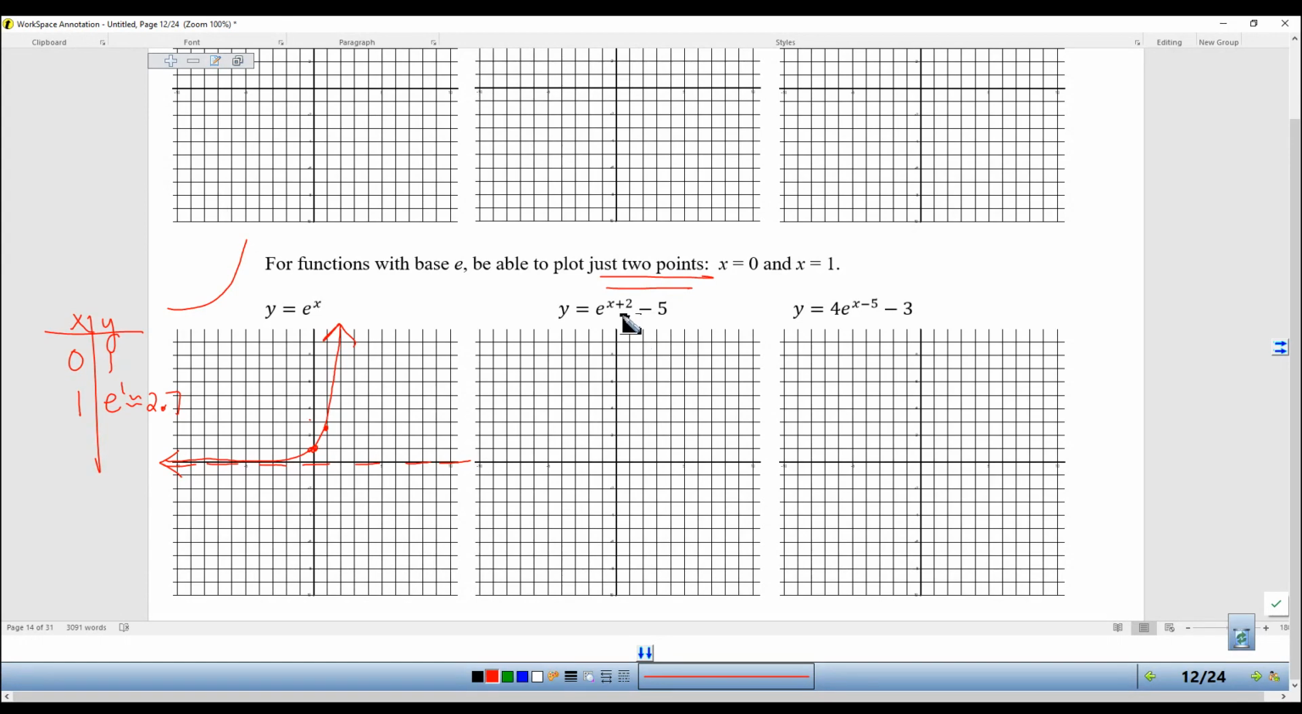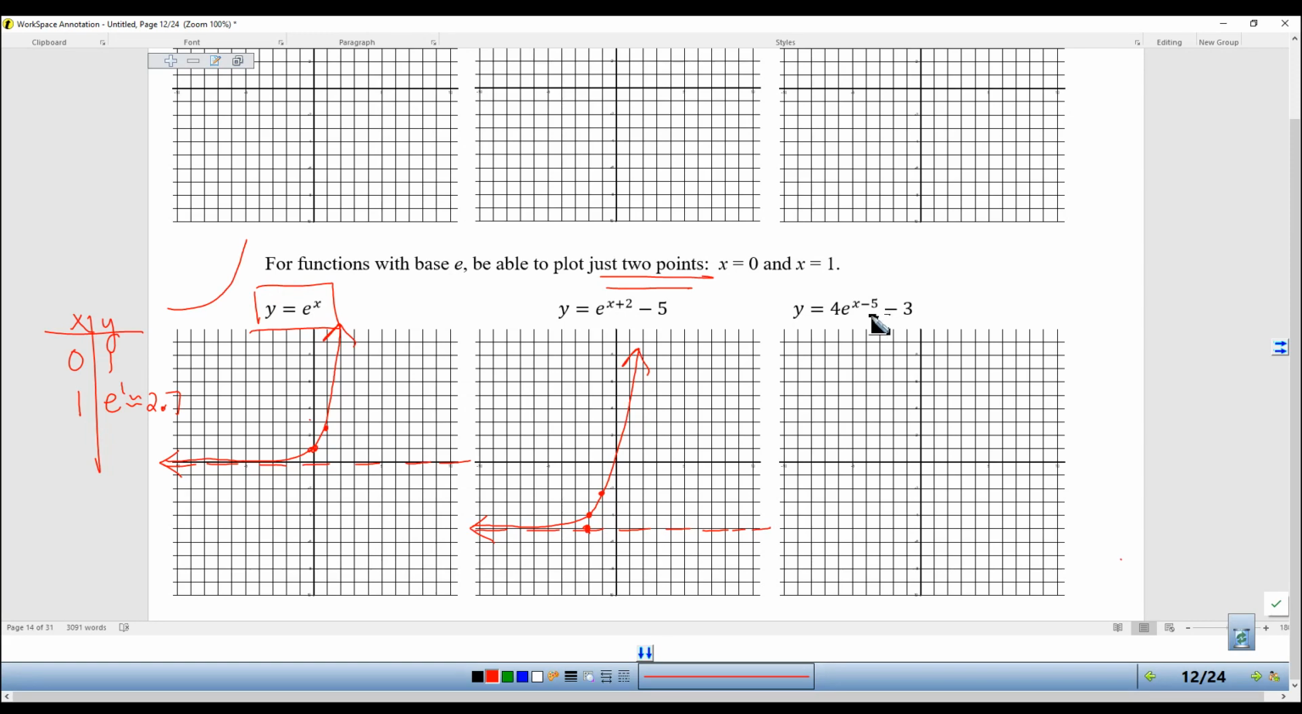Now I'm going to shift my origin. I'm going to go to the left 2 and down 5. I'm going to make my asymptote. And then I'm still going to use these points. So (0, 1) and (1, 2.7). It'll look something like that. Does not need to be perfect. I mostly just want you to know the shape of e to the x and how shifting still applies.